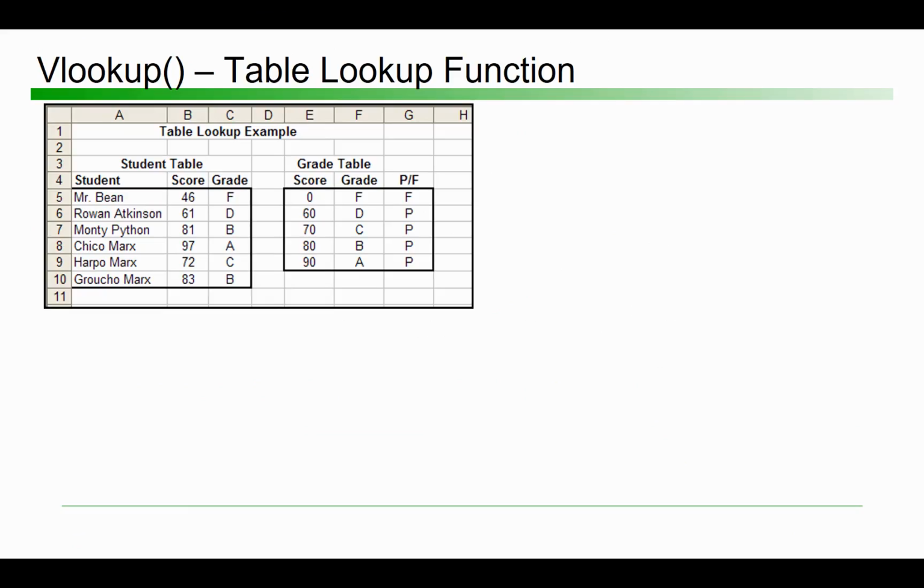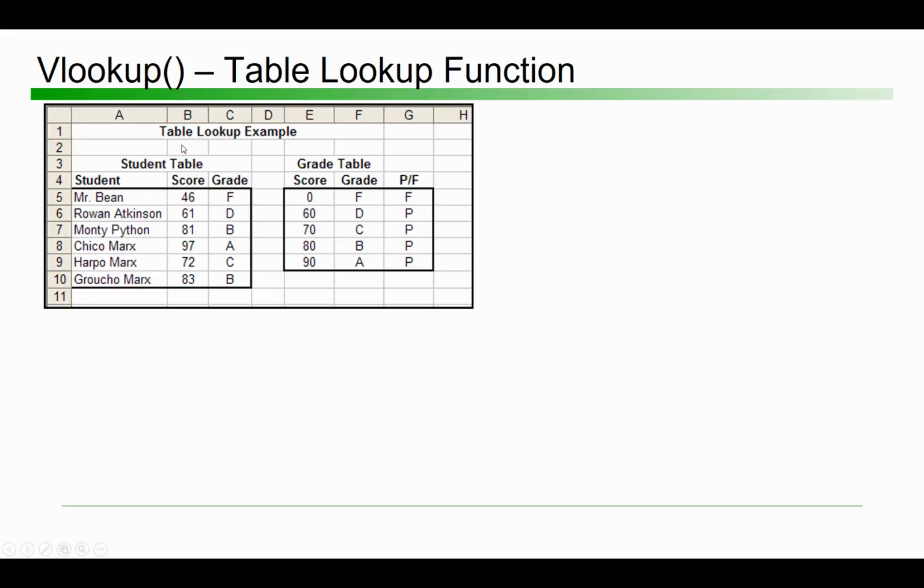Now let's play around with the VLOOKUP function. The VLOOKUP function, just to give you an idea of how it could be useful. Let's say that we have people who have earned a certain score in their course. And Mr. Bean has a score of 46. Well, according to the standard grading system that is usually used, that would be an F.